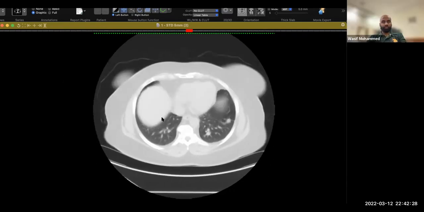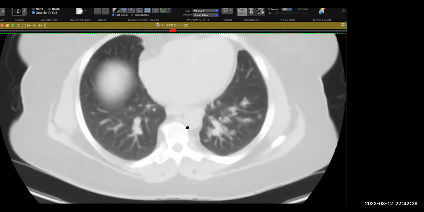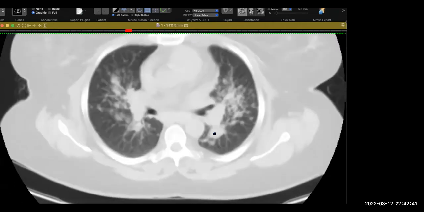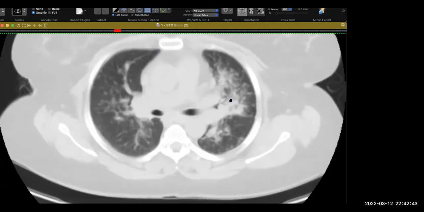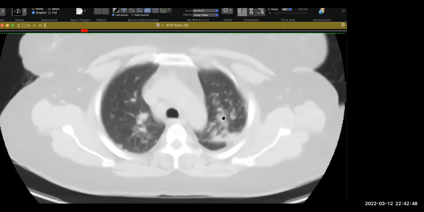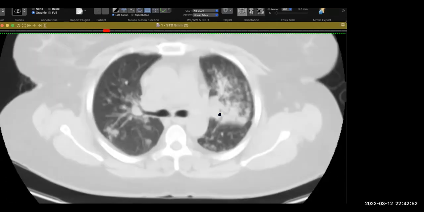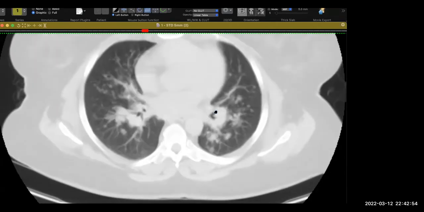Just give me 1 second. Yeah. Okay. Okay. So, yeah. So some of them are giving like tree and bud pattern, or some are like coalescing together to form areas of consolidation. So, sorry about that. No issues.